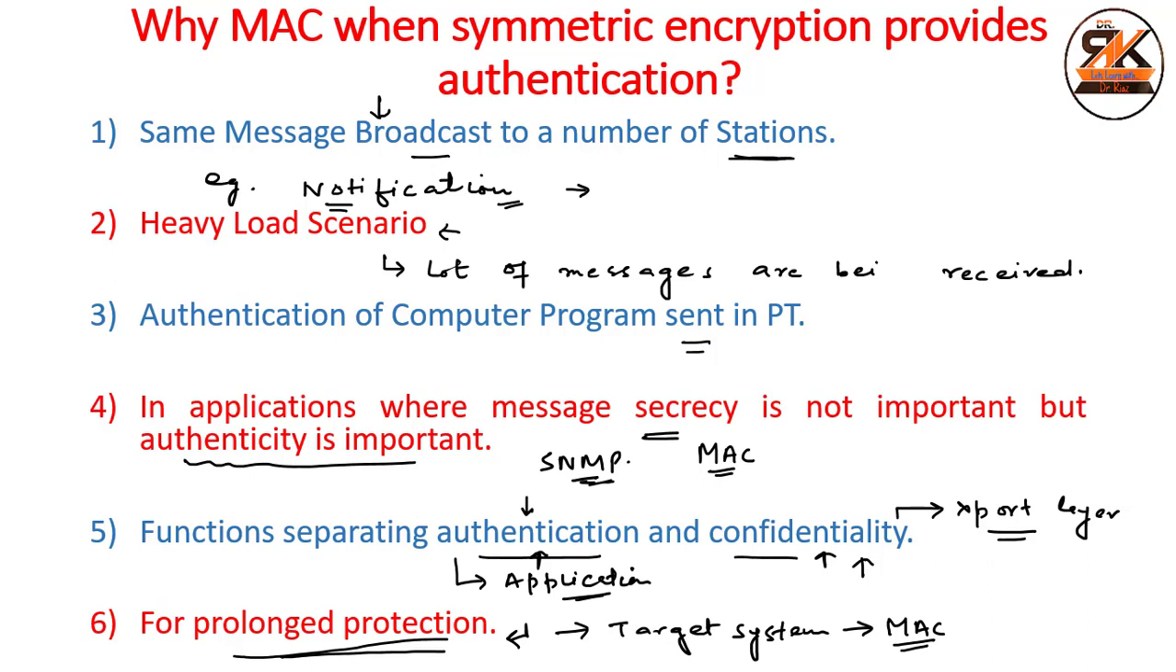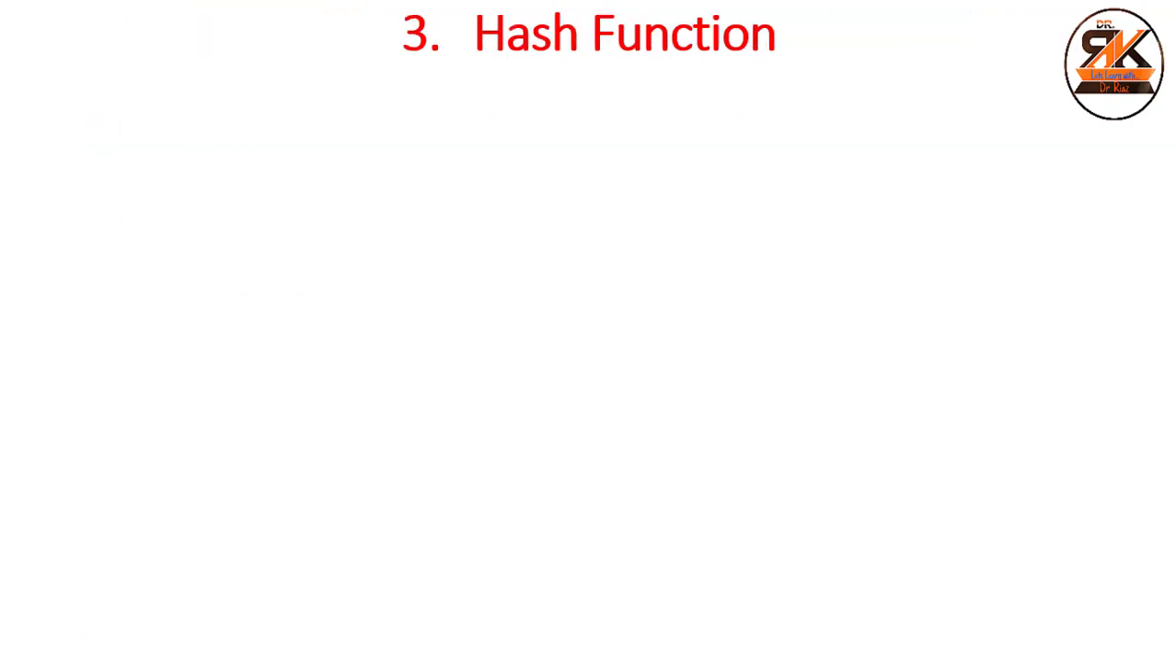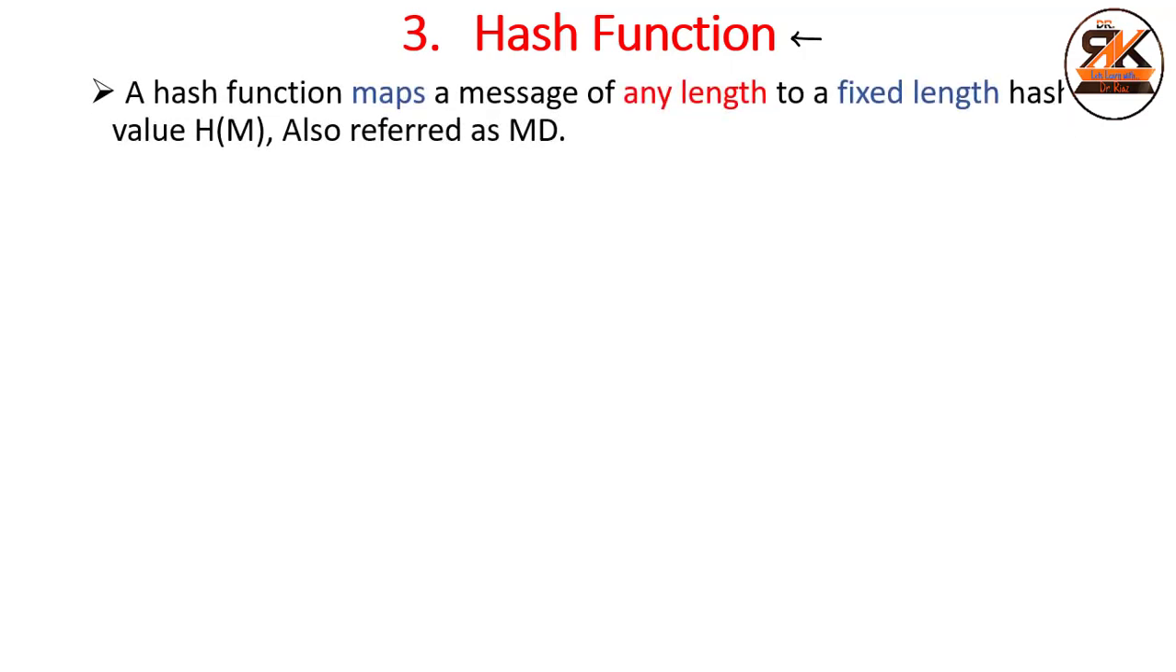So these are the reasons why we prefer MAC in some applications instead of going for the encryption process, although symmetric encryption also provides us the authenticity of the message. Next we have the hash function that can be used to provide the authenticator, which we can use to authenticate the message. A hash function is basically a function that maps a message of any length to a fixed length. The message can be of any length, and we get a hash that has a fixed length, and this is denoted by h of m.